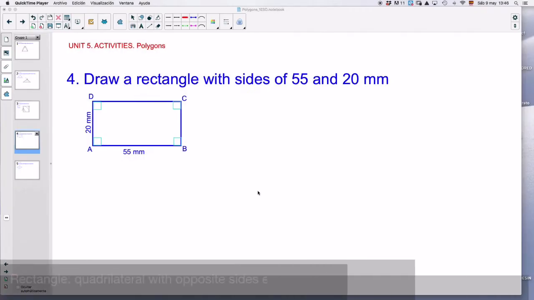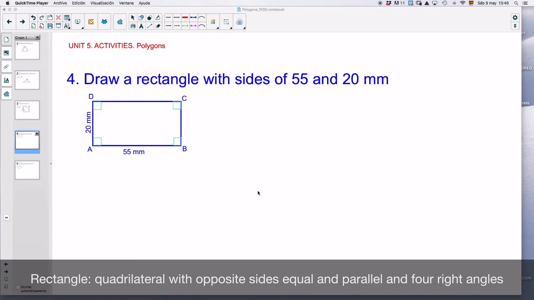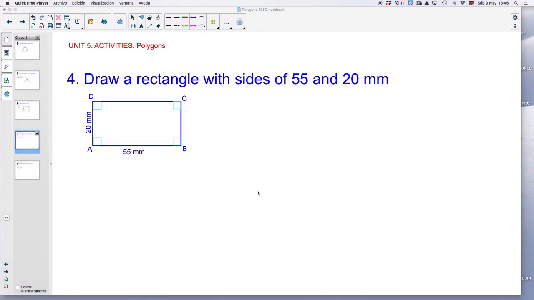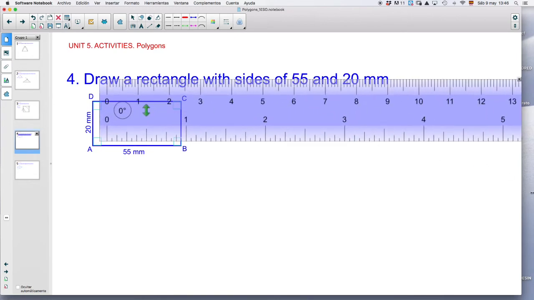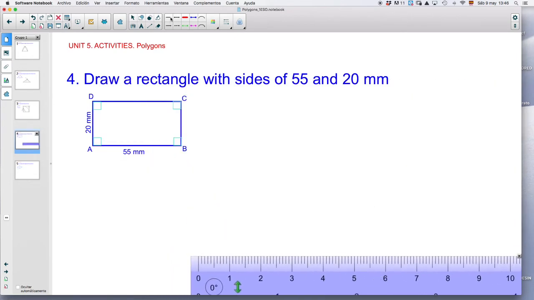Activity 4. A rectangle with sides of 55 and 20 millimeters. A rectangle is a quadrilateral parallelogram with two opposite sides equal and parallel and four angles of 90 degrees. We will start constructing the baseline 55 millimeters using the ruler. Name the endpoints A and B.